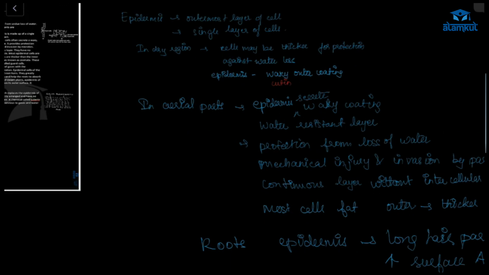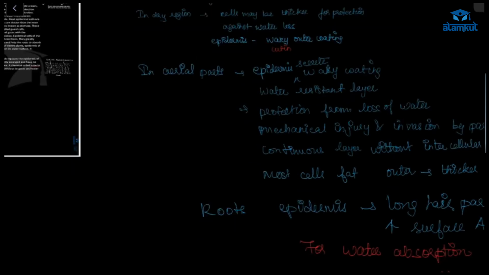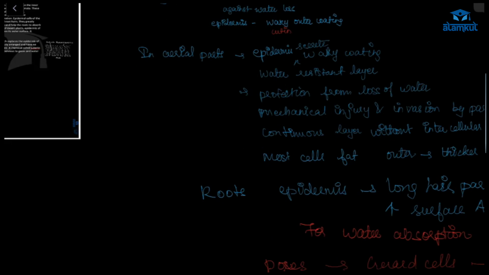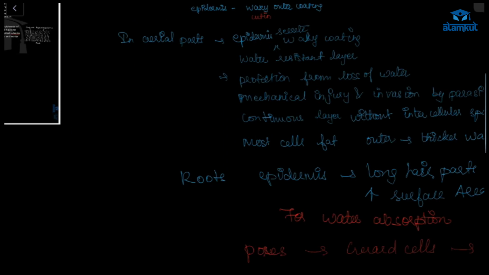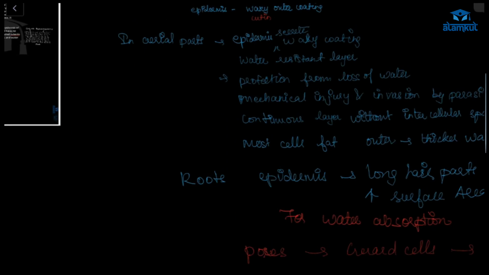And they will have the outer covering, right? Outer coating, which is called cutin. Again, why? Because of water loss, to fight against the water loss. Then, in the aerial part of the plants, the epidermis will secrete a waxy coating, which is a water resistant layer, which makes this epidermis water resistant.